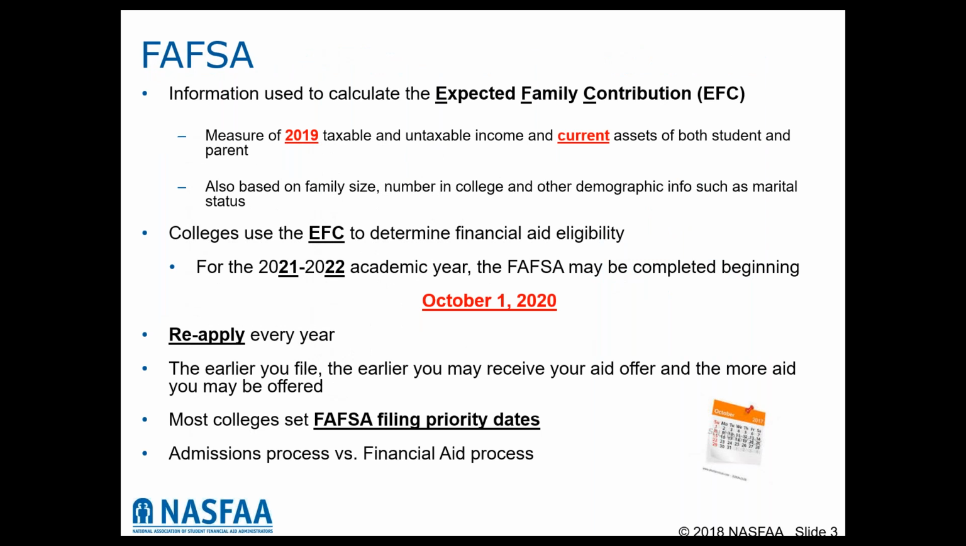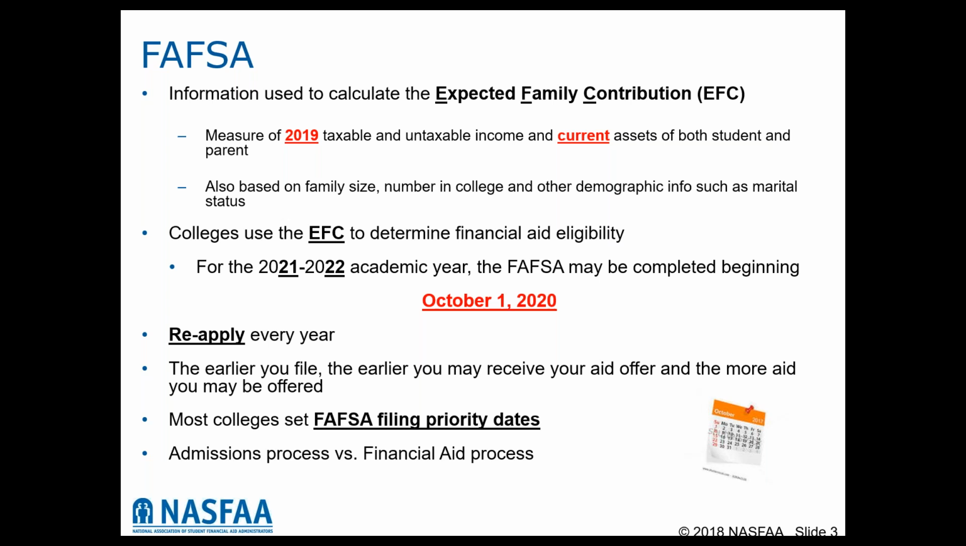The FAFSA will collect information and calculate what we call the Expected Family Contribution, or EFC. The EFC is a measure of the family's 2019 taxable and untaxable income, as well as current assets. The EFC is also based on the size of the family, the number in college, as well as other demographic information, such as marital status. Colleges use the EFC to determine how much financial aid the student is eligible to receive.